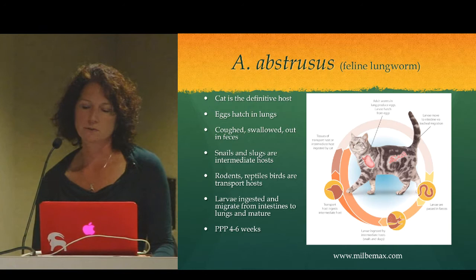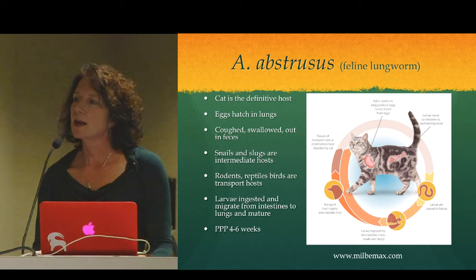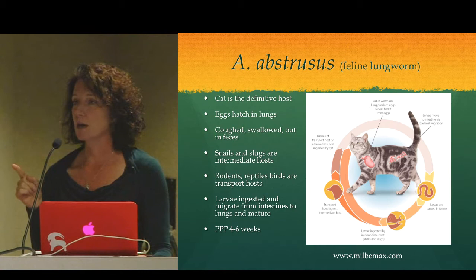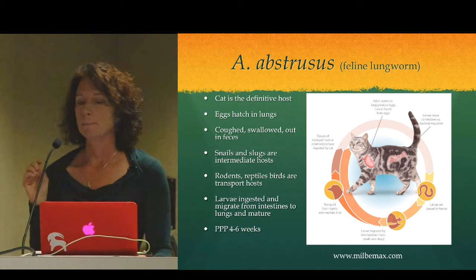They're not as common. So the cat is the definitive host of the feline lungworm. The eggs hatch, the mature worms are in the lungs, and then they hatch eggs in the lungs. The cat coughs, thus, for a coughing cat, lungworm should be at the top of your differential, particularly if you're in this region. So for my local vets, lungworm is the first thing I put. They cough them up, they swallow them, and then they're delivered out in feces.